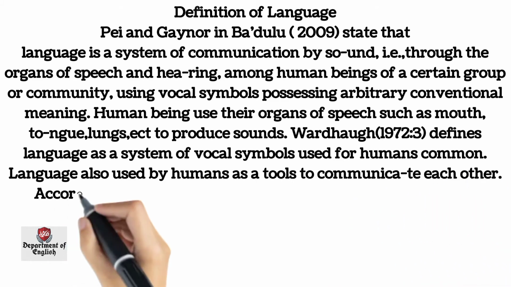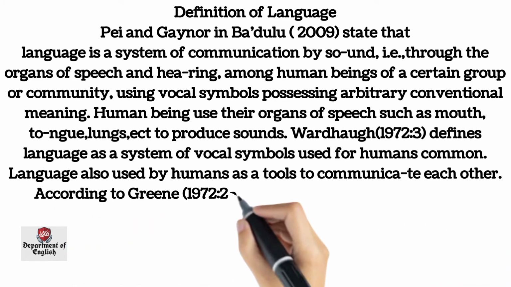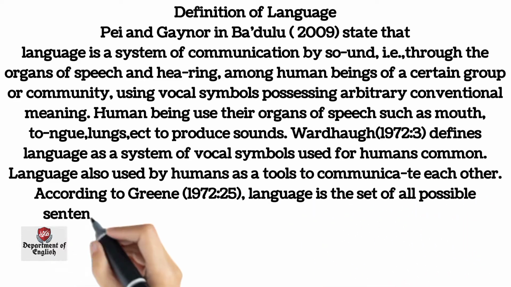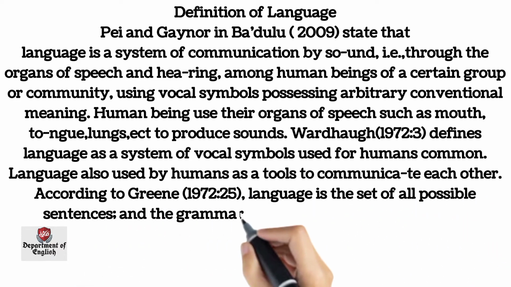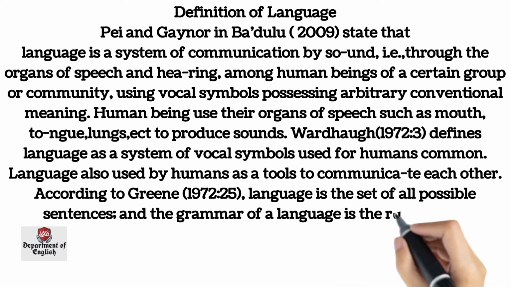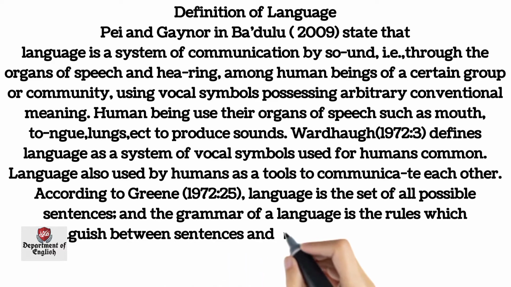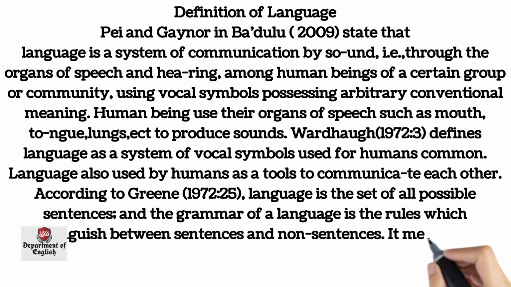According to Green 1972, 25, language is the set of all possible sentences, and the grammar of a language is the rules which distinguish between sentences and non-sentences. It means that language has specific rules.